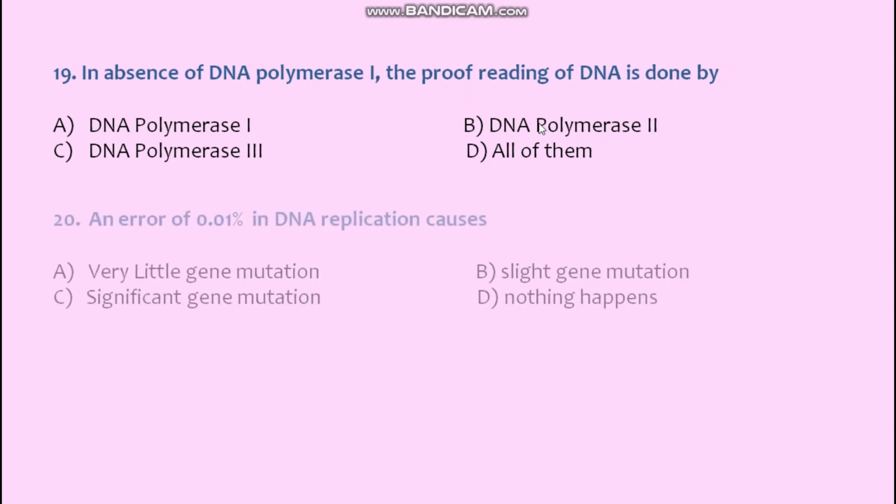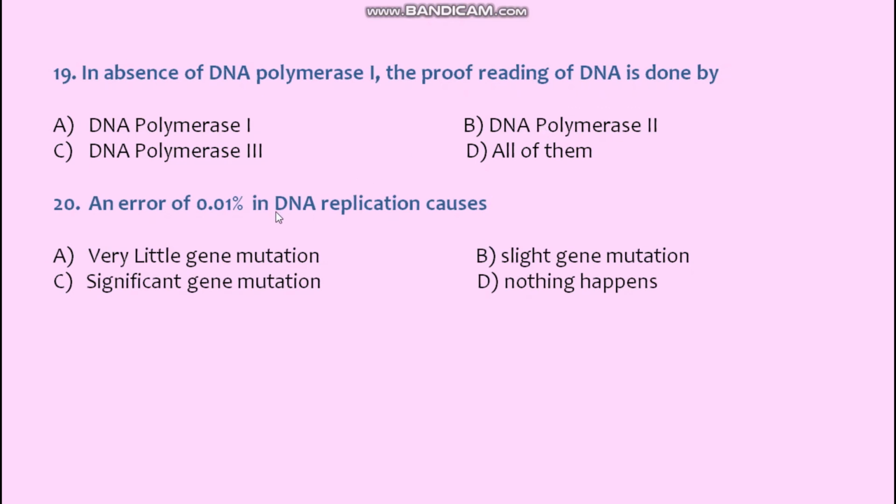Next and last question. An error of 0.01% in DNA replication causes very little gene mutation, slight gene mutation, significant gene mutation, nothing happens. So our correct option for this question will be significant gene mutation, because a single nucleotide change can cause significant gene mutation. So this was all about today.